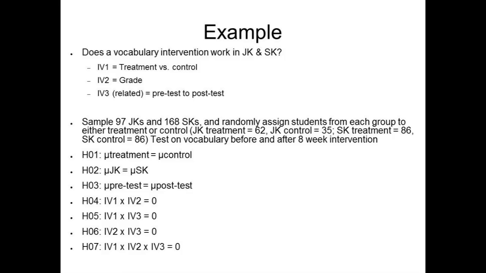So let's take the exact example we just used, a vocabulary intervention for JK and SK, but this time we give them both a pre-test and a post-test, so we can actually chart growth in vocabulary. The principles of these null hypotheses work here the same as they did for the factorial ANOVA, but this time we actually have 3 independent variables because we're adding one on, right? And so we have more null hypotheses because we have more main effects and more interactions that we need to account for.